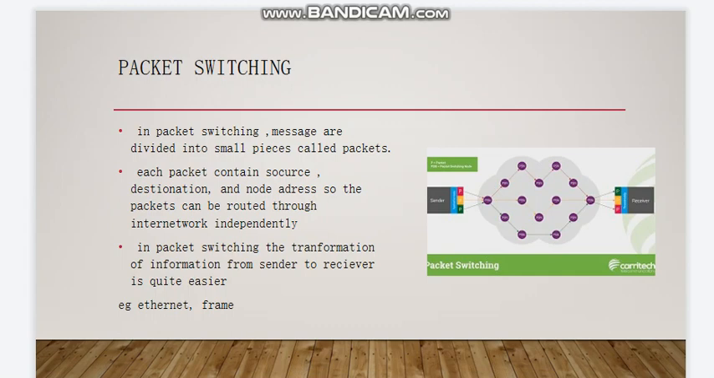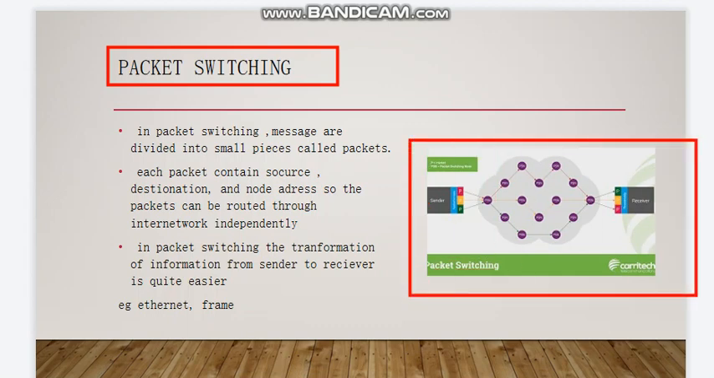Next and last type is packet switching. What is packet switching? In packet switching, messages are divided into small pieces called packets. Each packet contains source, destination, and node address, so the packets can be routed through the internetwork independently. In packet switching, the transformation of information from sender to receiver is quite easier. For example, Ethernet frame. Here you can see the diagram of packet switching.